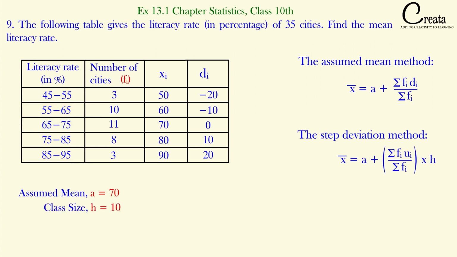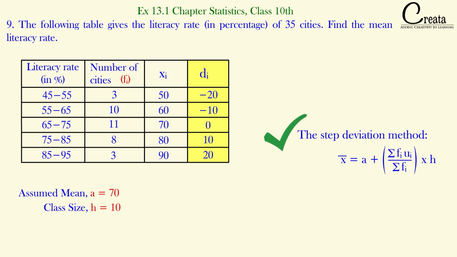Now we check whether we can divide the values of the deviation by the class size or not. If we are able to divide, then we will go with the next method, else we will not. Let's see whether we can divide all these values of the deviation by 10. Yes, we can. We can easily divide all the values of the deviation by 10. So we will go to the next method, that is the step deviation method. Got it? So let's approach the step deviation method.